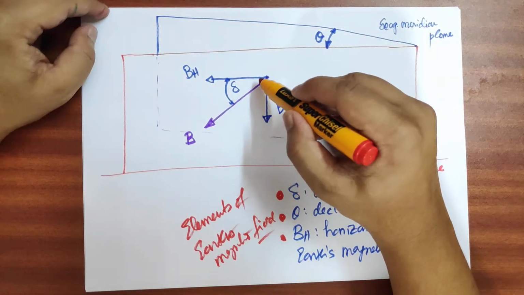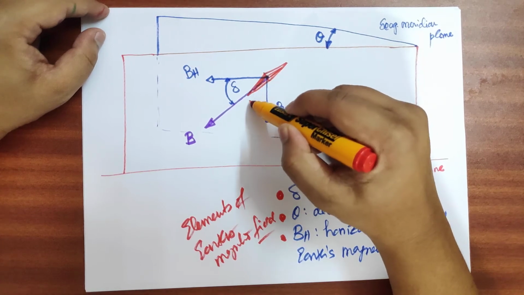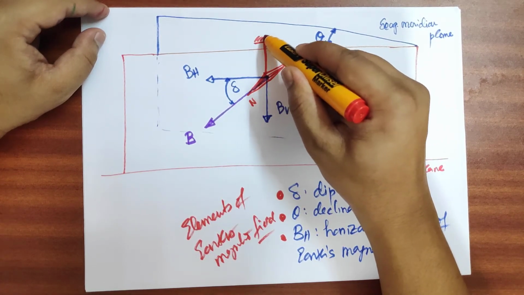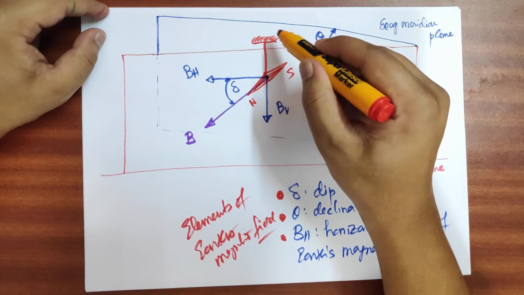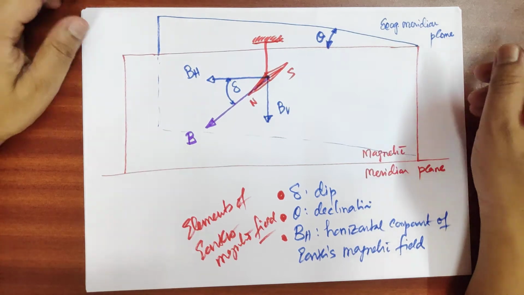So again I'll tell you, a magnetic needle will choose to stay in this vertical plane, which is the magnetic meridian plane. It doesn't have a freedom of choice, it has to remain in the magnetic meridian plane.